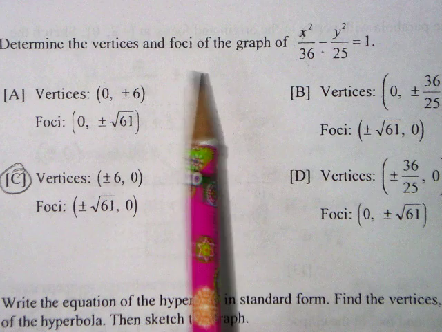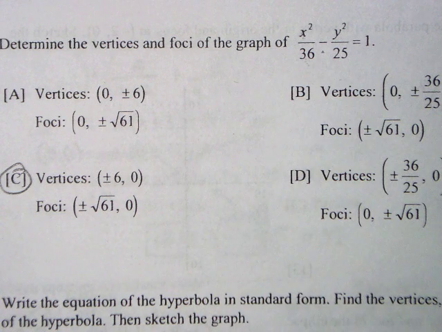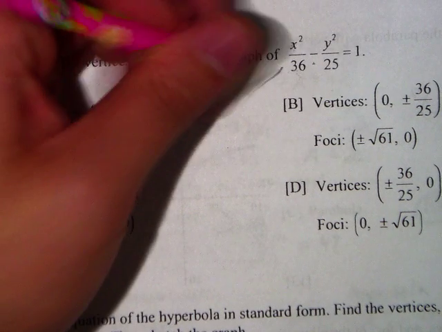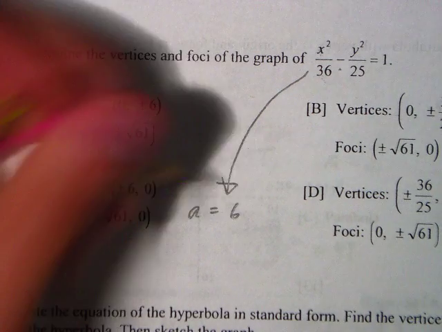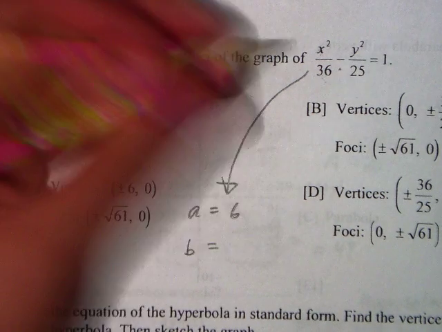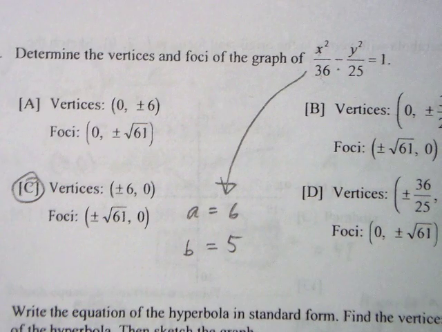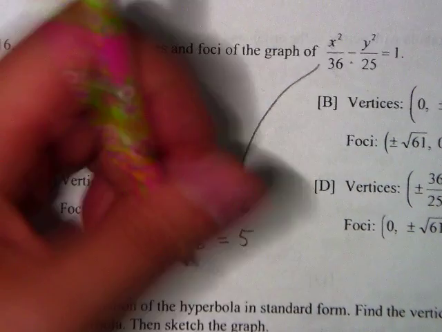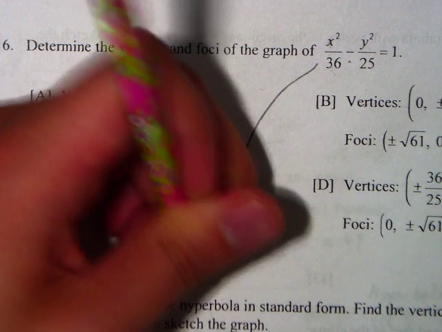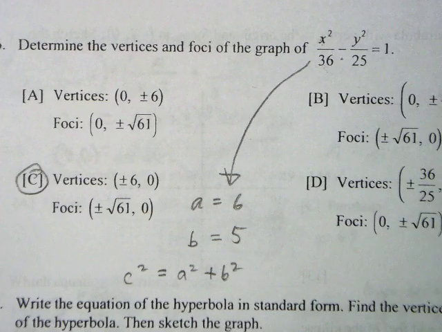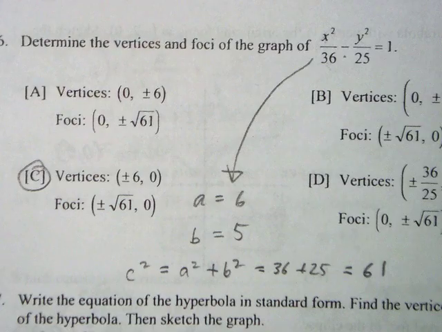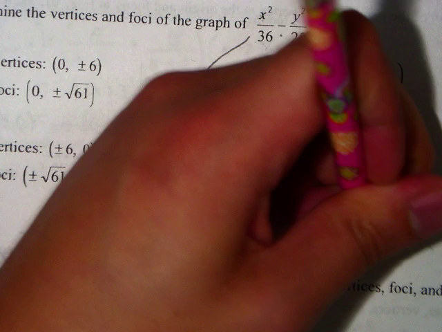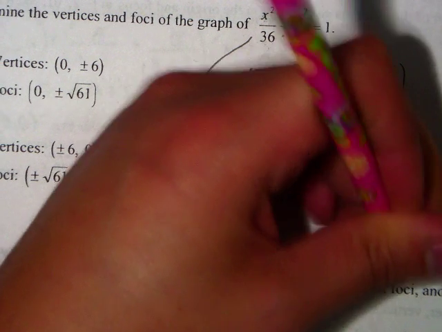Let's just keep going a little bit farther here. Let's try to find the foci of the graph too. How do I find the foci? Well, again, looking at this equation, we know that a is 6 and b would be the square root of 25, which would be 5. To find the foci, c squared equals a squared plus b squared. So that would be 36 plus 25, which is 61. So c is the square root of 61.